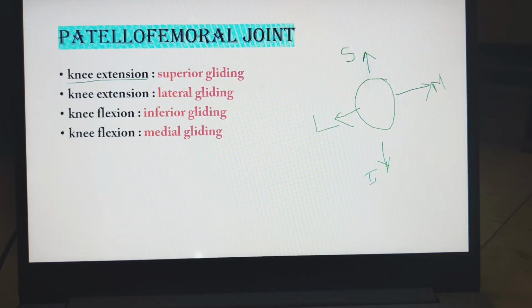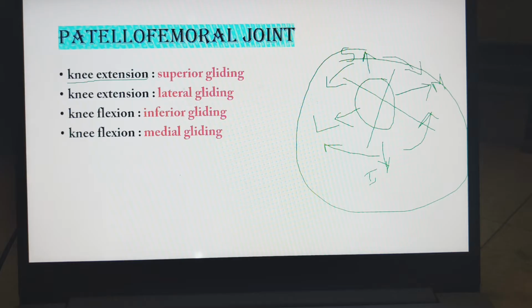One more: medial rotation and lateral rotation. This is medial rotation, and this is lateral rotation. So these are the possible movements we get over the patella. Whatever movements or glides are happening over the patella, finally they are helpful for only two movements, either knee joint flexion or extension.